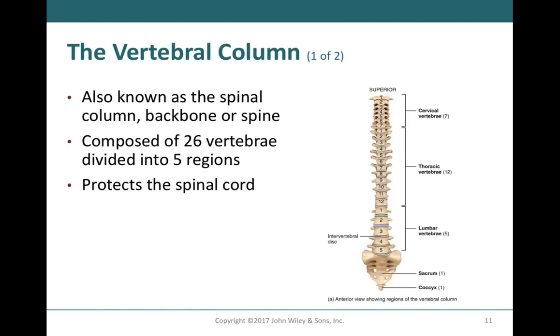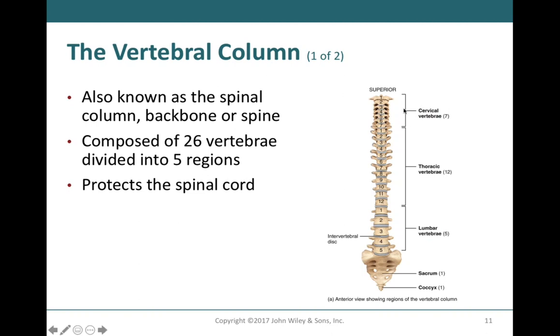The next major region of the axial skeleton we're going to cover is the vertebral column. Now, the bones that make up the vertebral column are known as vertebrae. These bones will nicely stack on each other, and in between each bone we're going to have a layer of fibrocartilage known as the intervertebral discs. So we'll see this cartilaginous structure in between each vertebral bone. Now in total, there are 26 vertebrae that make up the vertebral column.